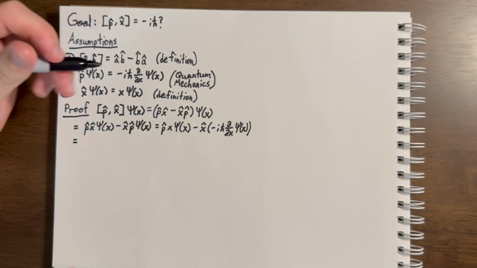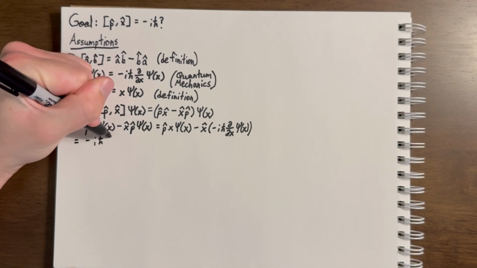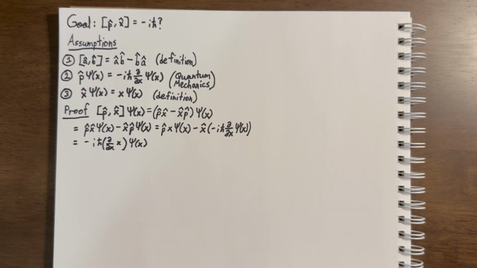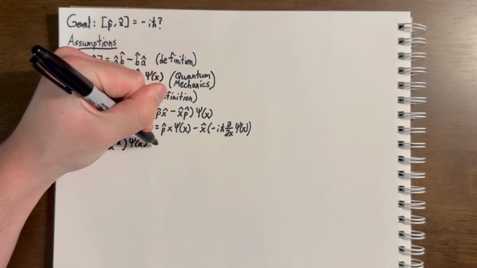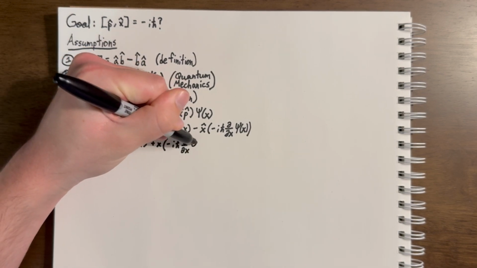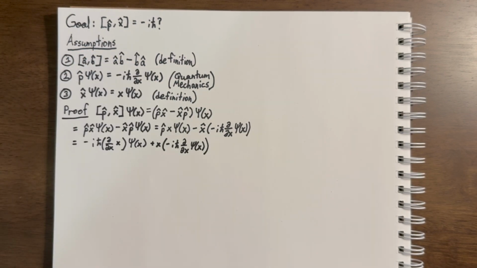So first, p acts on x, that's negative i h bar d/dx of x times the wave function. But then plus a second term where p acts on the wave function, so that's x, it's not being acted on, times negative i h bar d/dx of psi. And again, we got that by using the product rule from calculus.